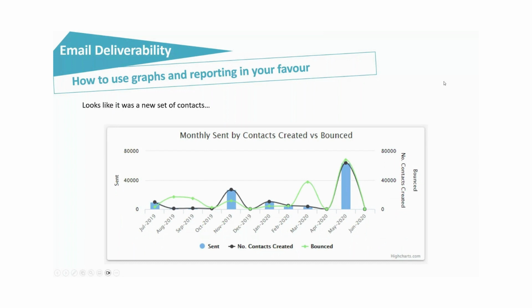But comparing that graph to another one, you could see a load of new data was added, loads of new contacts were created, and then bounced as a result, which means the data wasn't very good. And that data wasn't introduced at a 10% rate, or potentially wasn't from a great source. So you just need to be careful with these things.